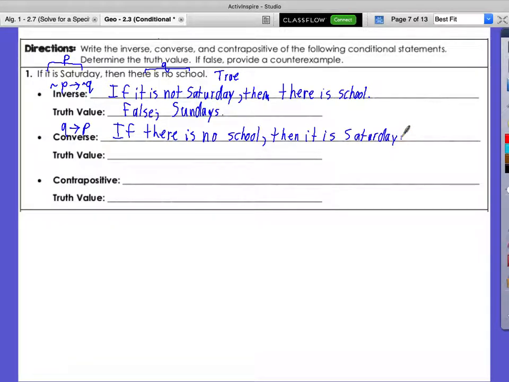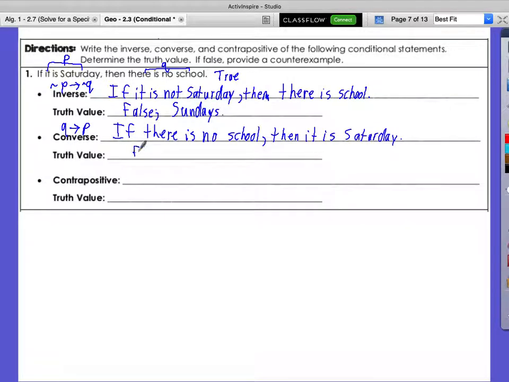Don't learn about the truth of this yet. Okay, if there is no school, then it is Saturday. So we took our original conditional, and we just switched the order. We flipped the order there. The hypothesis became the conclusion, and the conclusion became the hypothesis. Now, is this true or false? False. Why is it false, Colton?